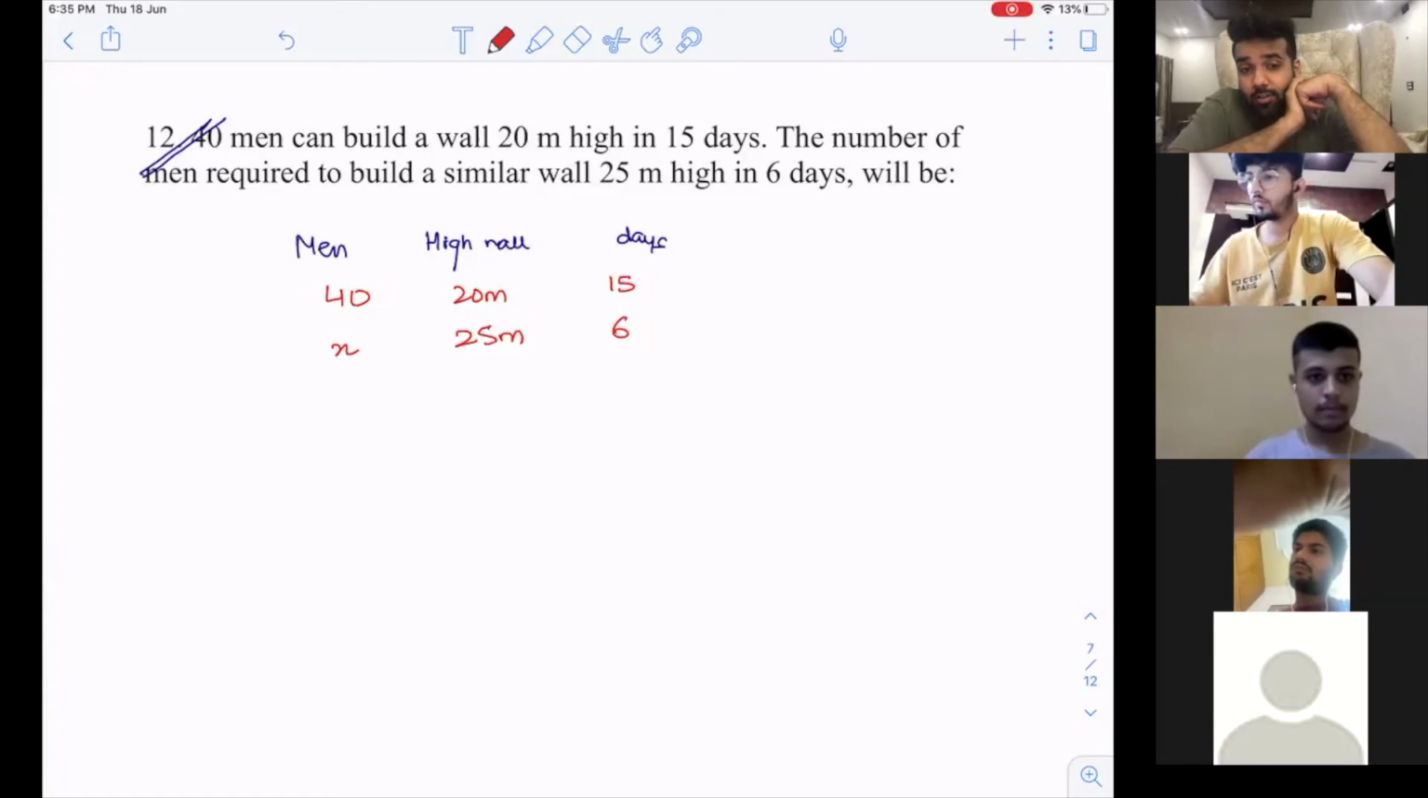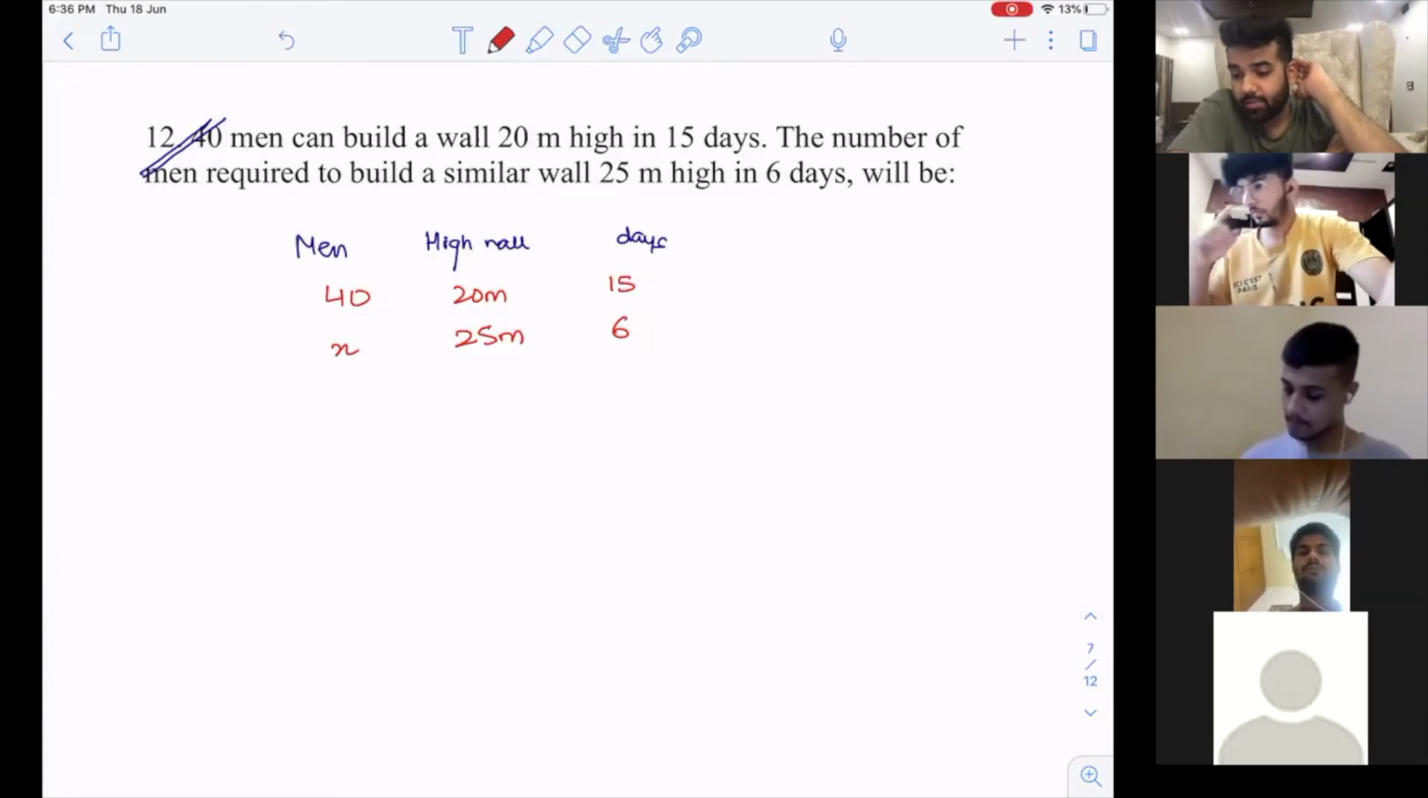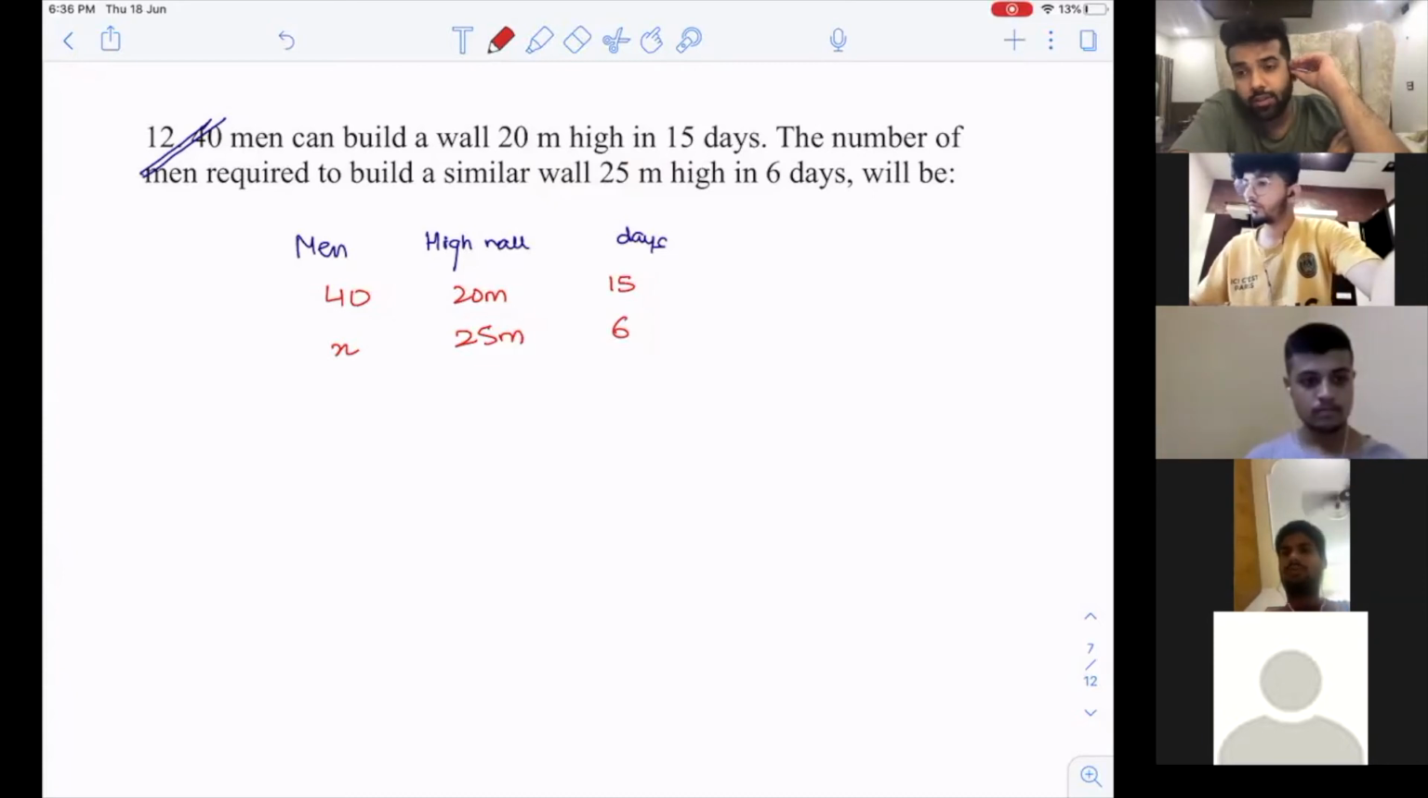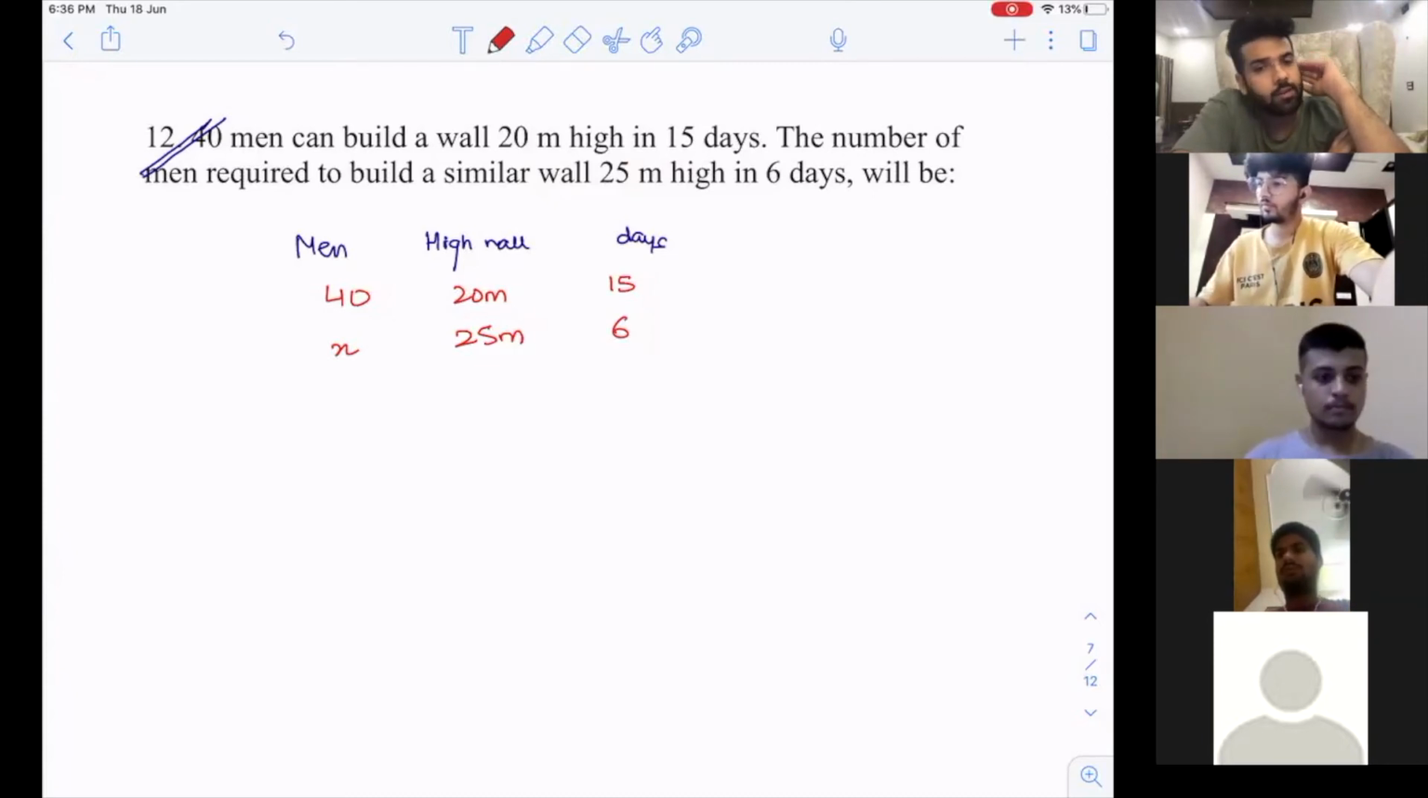$125. Wrong. Let me check. 1 second. 50. Sir, 125 is coming. 150. 50 into 15. 750 by 6. Correct. 125. Sorry. 750 by 6, right? 125. Correct. First, you have written 25.